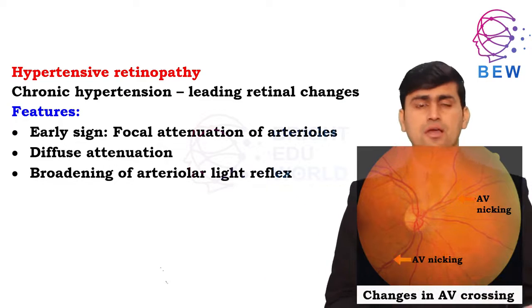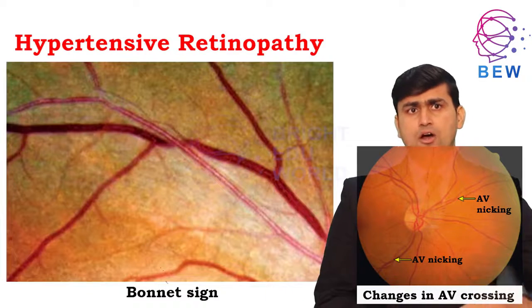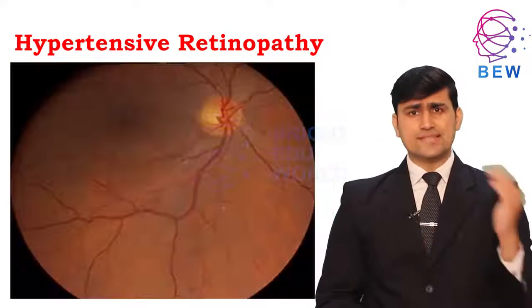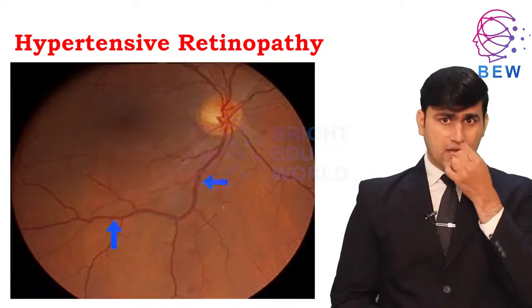Arteriovenous crossing changes can be in the form of Bonnet sign or banking of veins, or in the form of Salus sign or S-shaped deflection of the veins.